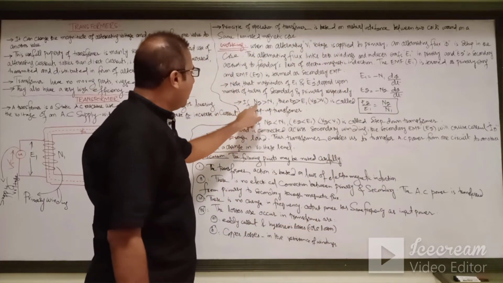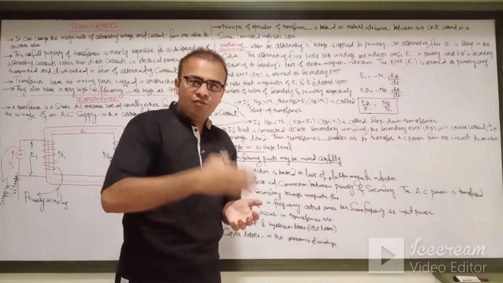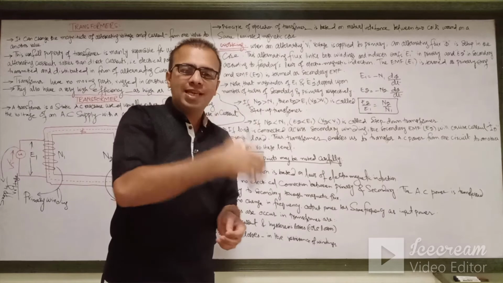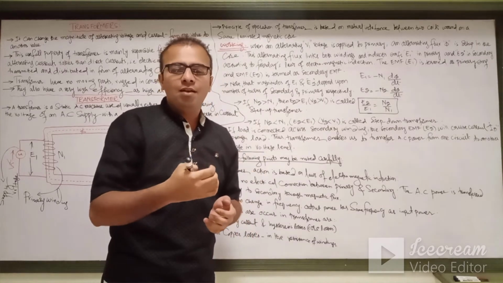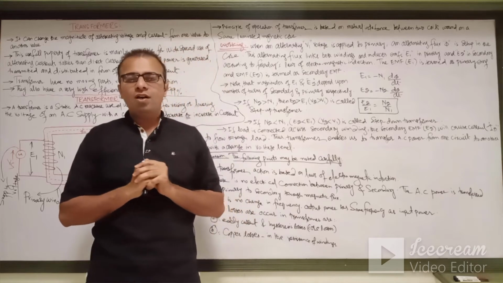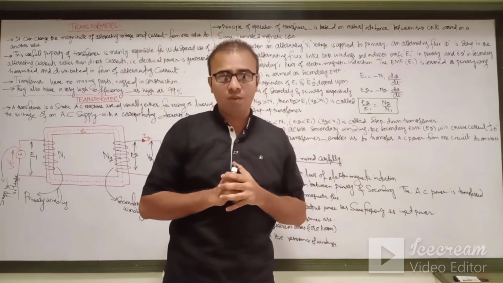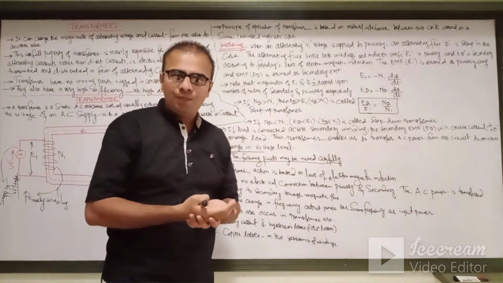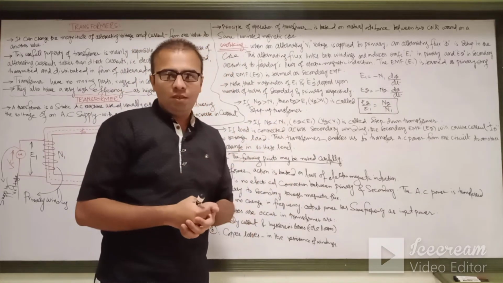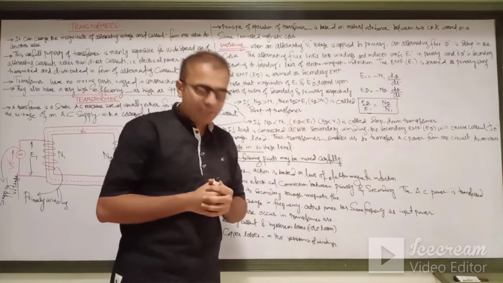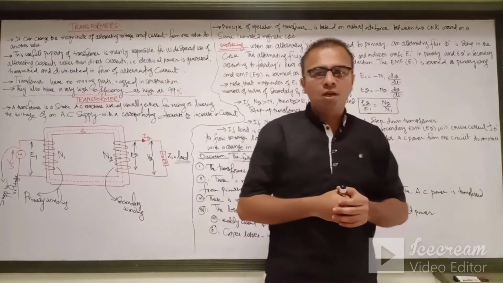So if N2 is greater than N1, V2 is greater than V1, or the induced EMF on the secondary side E2 is greater than E1, this type of transformer is called a step up transformer. And if N2 is less than N1, V2 is less than V1, and E2 is less than E1, this type of transformer is called a step down transformer.